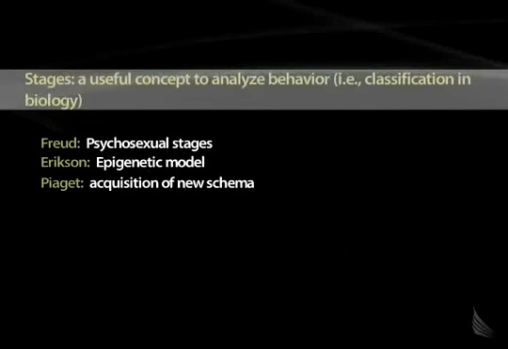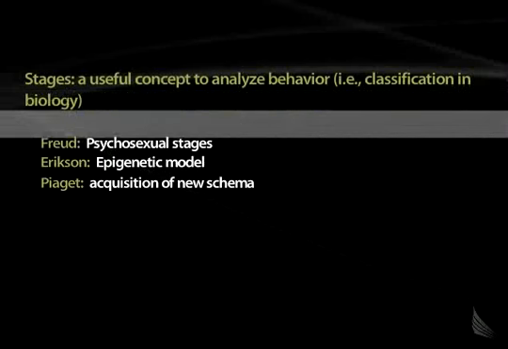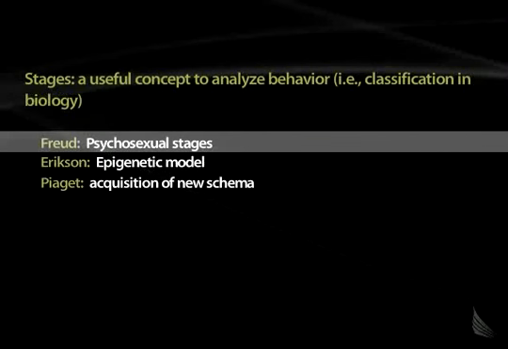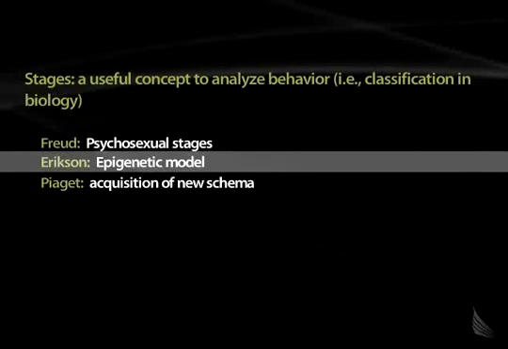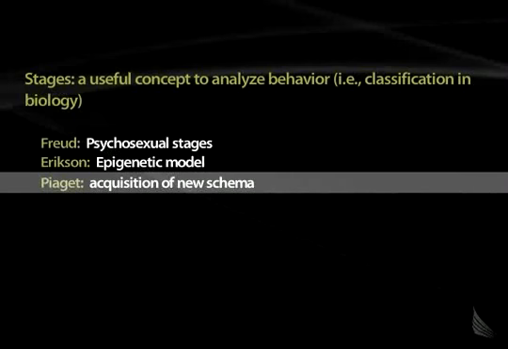There are different stages in the development of childhood, and it's a useful concept to analyze behavior. So Freud uses a psychosexual developmental stage, Erikson uses an epigenetic model, and Piaget uses the acquisition of a new schema and also uses cognitive abilities of the child in his developmental stages.